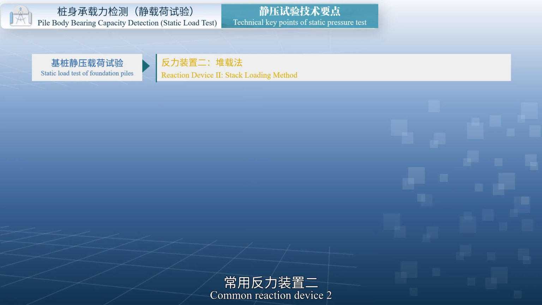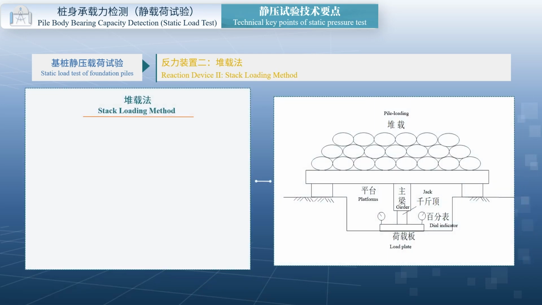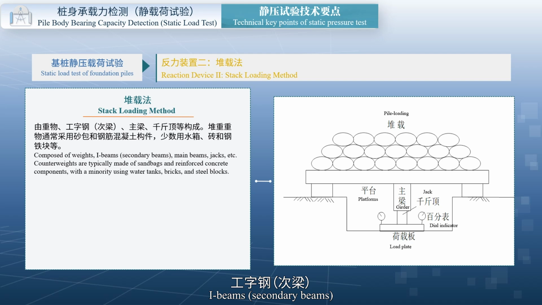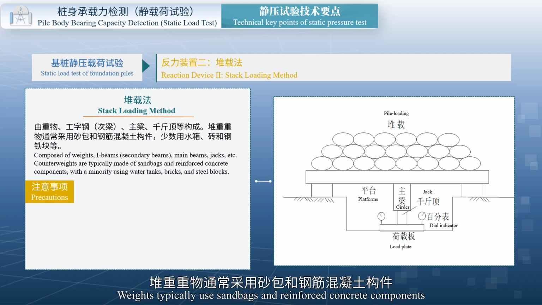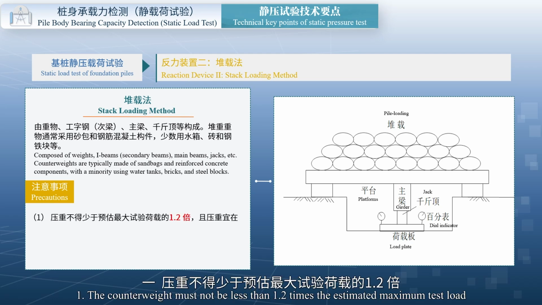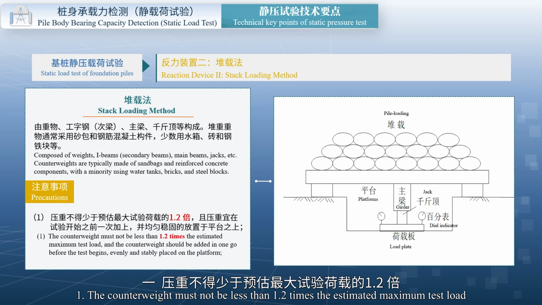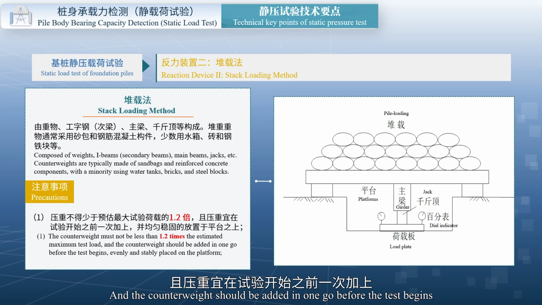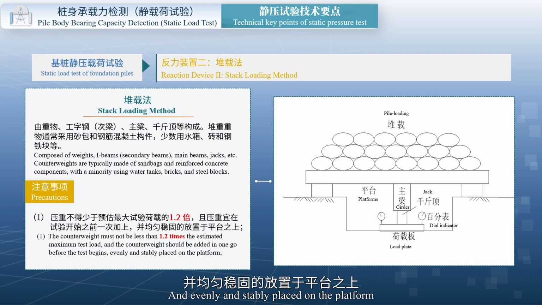Common reaction device 2. Stack loading method. Composed of weights, I-beams, secondary beams, girder, end jacks, etc. Weights typically use sandbags and reinforced concrete components. A minority use water tanks, bricks and steel blocks, etc. Precautions. First, the counterweight must not be less than 1.2 times the estimated maximum test load, and the counterweight should be added in one go before the test begins, and evenly and stably placed on the platform.